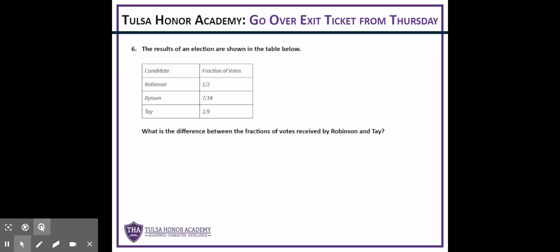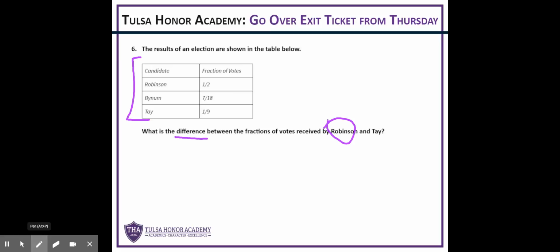Alright, so for this question, we have the results of the election here below. What is the difference? So that means we're subtracting between the fractions of votes by Robinson and Tay. So we have Robinson 1/2 and Tay 1/9. So what we're doing is we're subtracting 1/2 from 1/9.